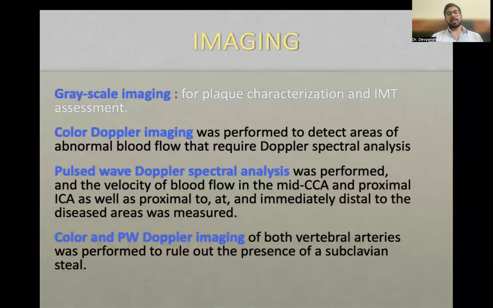Imaging. Grayscale imaging was used for plaque characterization and intima media thickness assessment. Color Doppler imaging was performed to detect areas of abnormal blood flow that require Doppler spectral analysis. Pulse wave Doppler spectral analysis was performed, and the velocity of blood flow in the mid common carotid artery and proximal internal carotid artery, as well as proximal to, at, and immediately distal to the diseased area, was measured. Color and pulse wave Doppler imaging of both vertebral arteries was performed to rule out the presence of a subclavian steal.